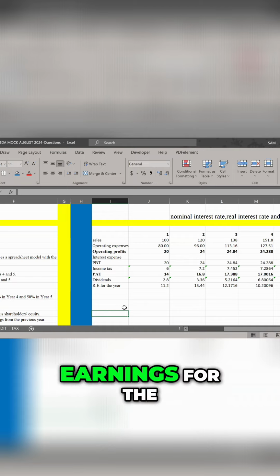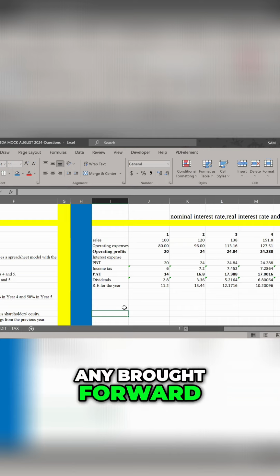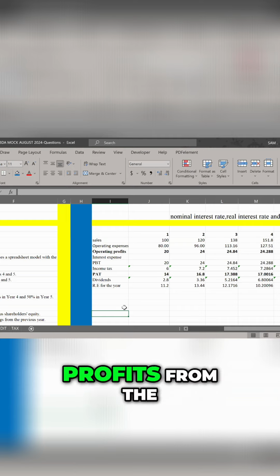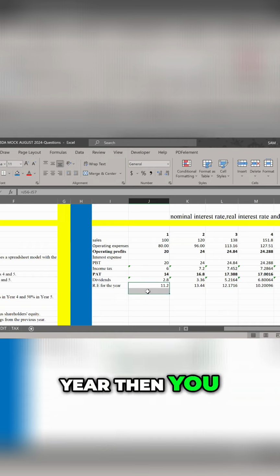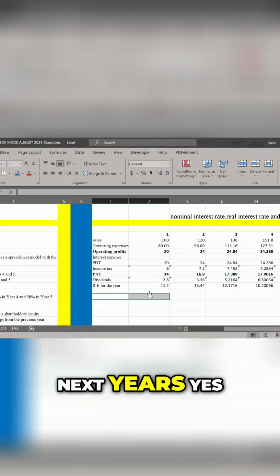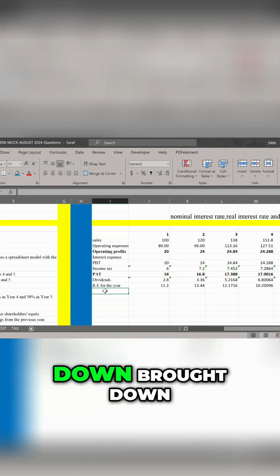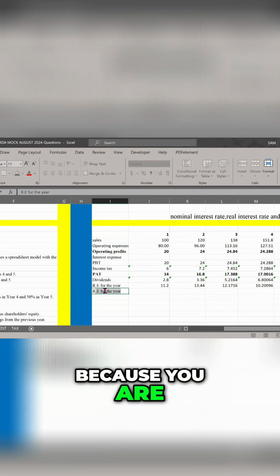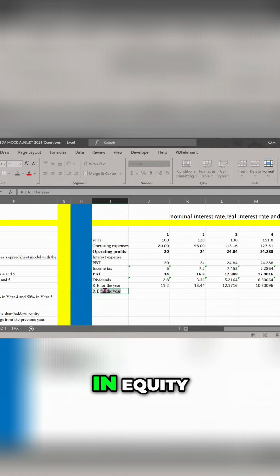The retained earnings for the year, you normally have to consider if there is any brought forward. Was there any retained profit from the previous years? If there is, you have to bring it and add it to what you have for this current year. Then you get the figure that you are carrying forward to the next years. Yes. So we have to bring on board retained earnings brought down, because we are looking at that retained earnings we are going to transfer to the statement of changes in equity.